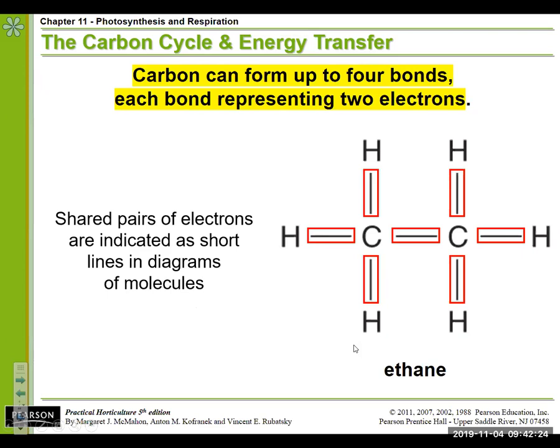Carbon at the center bonds with hydrogen, sharing pairs of electrons. They call that covalent bonding in chemistry. Where they're connected, they're sharing electrons. This is an ethane molecule: a carbon with 3 hydrogens connected to a carbon with 3 hydrogens. Carbon can form up to 4 bonds, and each of those bonds is basically 2 shared electrons.